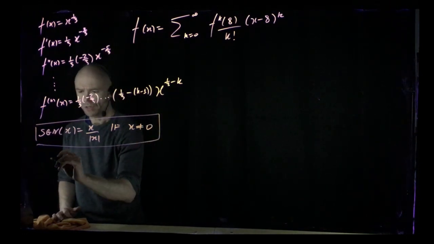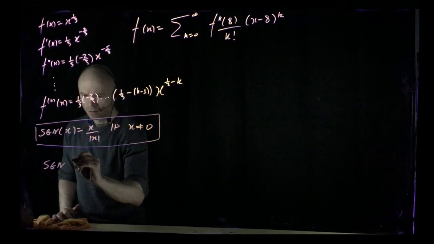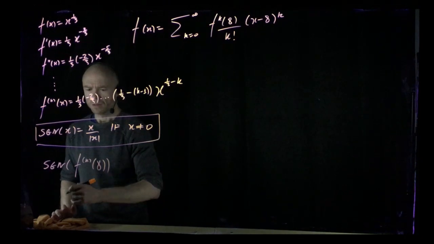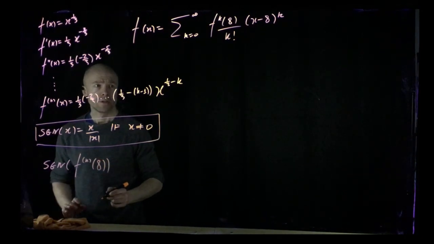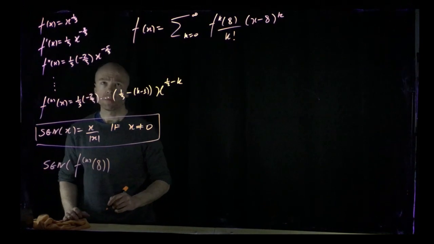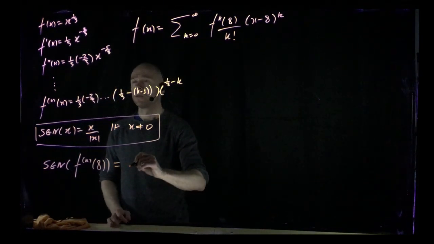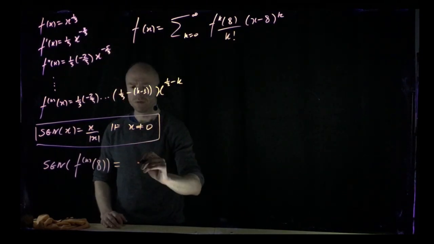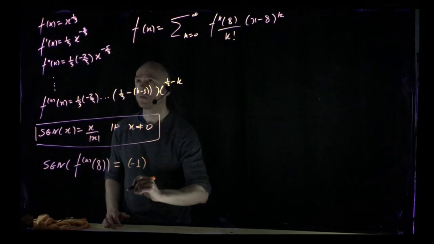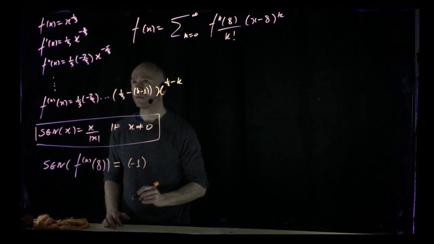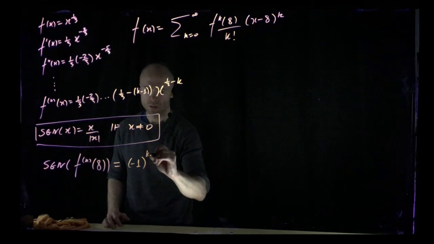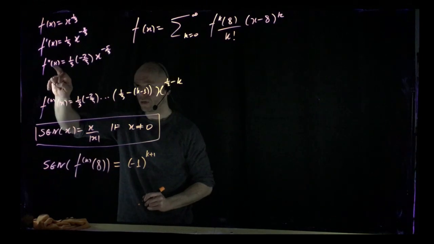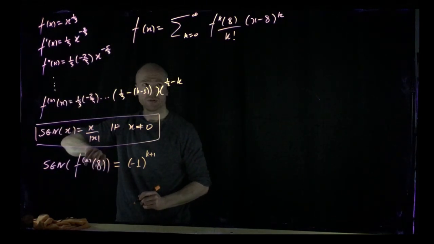What about the sign of these coefficients? So if we take the sign of the kth order derivative, we're doing this at 8, not that it matters, any positive number's the same. What's going to happen here? So here we are positive, here we are negative, and here we are positive. So it's going to be (-1) to the k plus 1, right? Because when k is 1, we are positive. When k is 2, we are negative. So this is the sign of this expression.